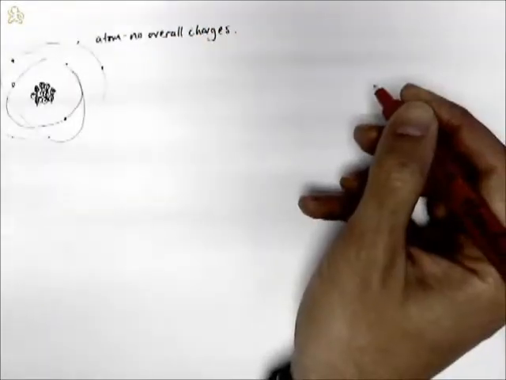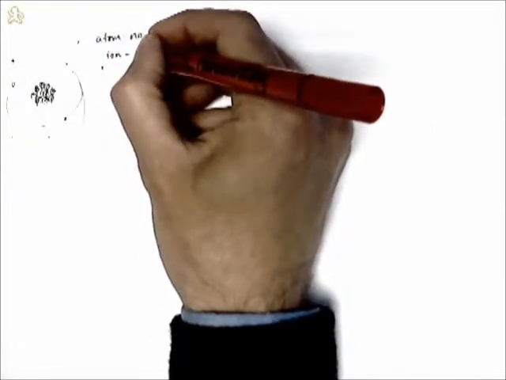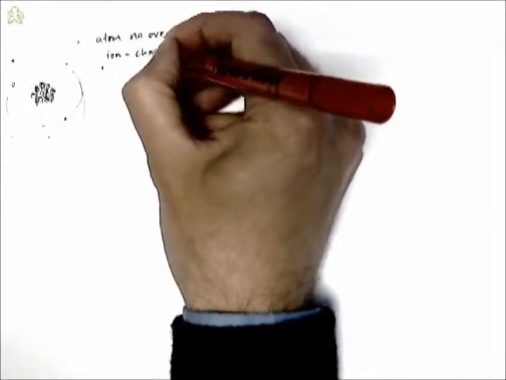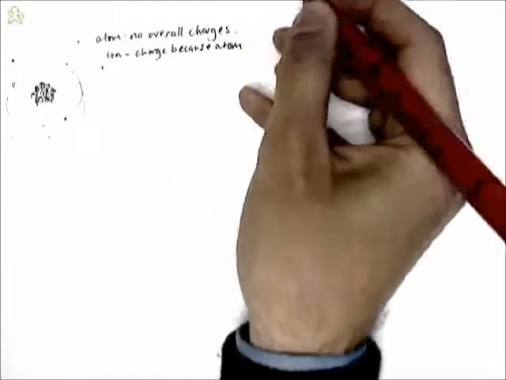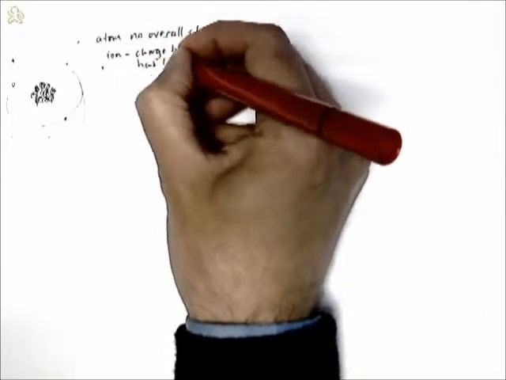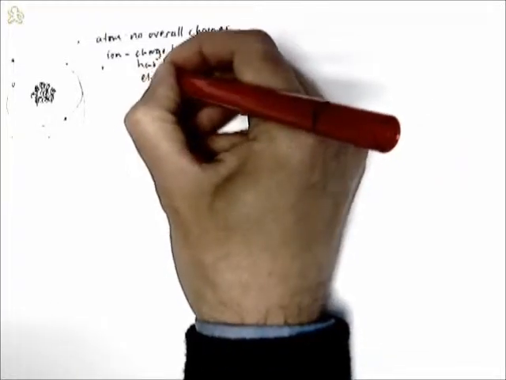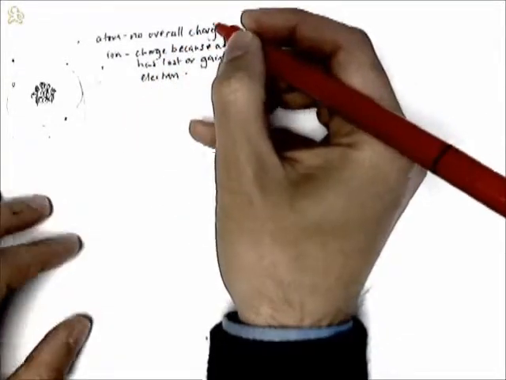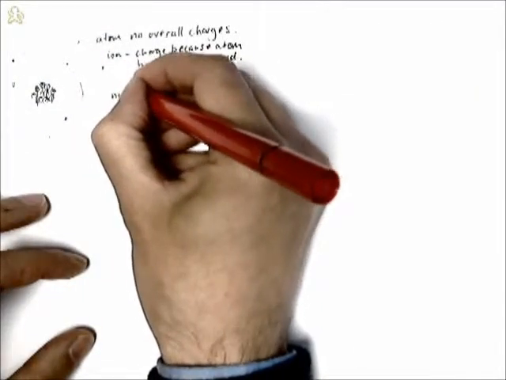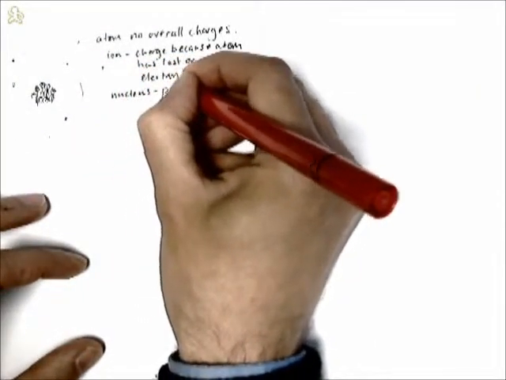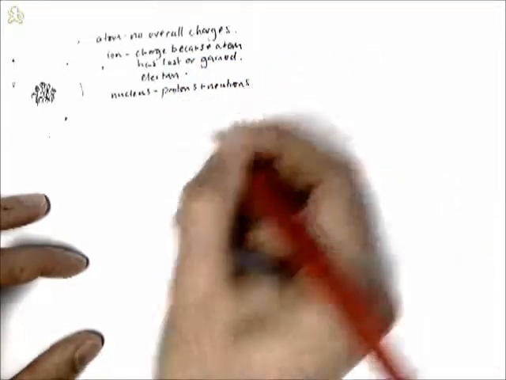protons and electrons are equal, but an ion has got a charge because the atom has lost or gained electrons, and that is very useful for your chemistry as well. But what we're interested in here really is nuclear physics, and so we're more interested in what's happening down here in the nucleus. So the nucleus is the part of the atom that contains the protons and neutrons. It's where all the mass of the atom is.